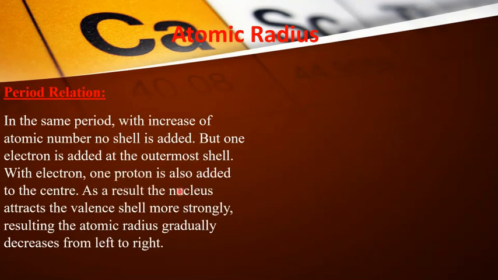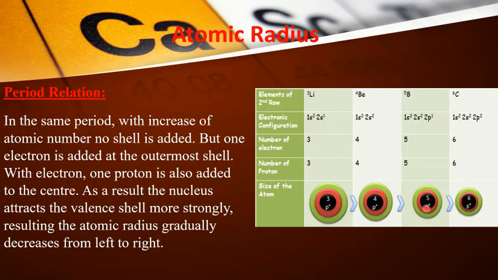Look, why does atomic radius gradually decrease? From here, you will understand. In the same period, with increase of atomic number, no shell is added, because every time their shell number is the same. But one electron is added at the outermost shell. With the electron, one proton is also added to the center. As a result, the nucleus attracts the valence shell more strongly, resulting in the atomic radius gradually decreasing from left to right. There is no deviation.